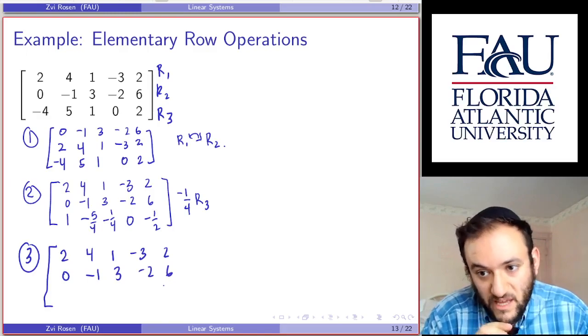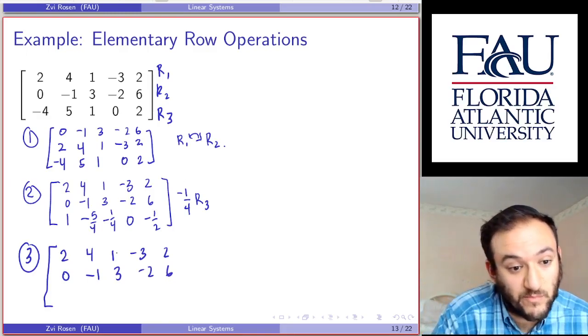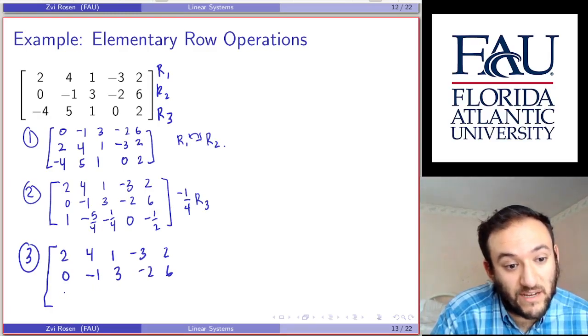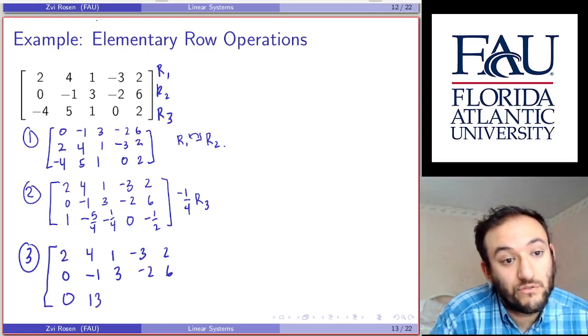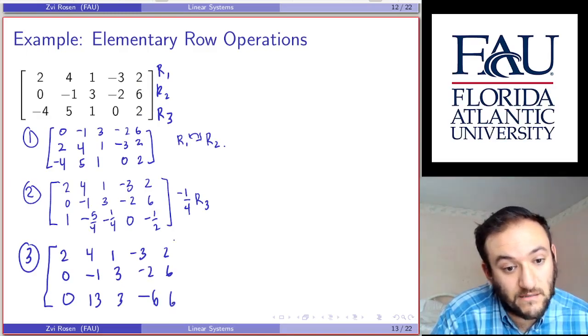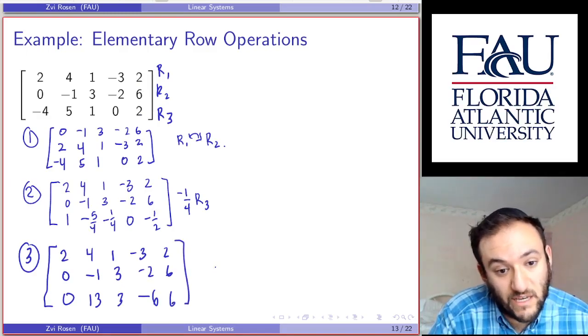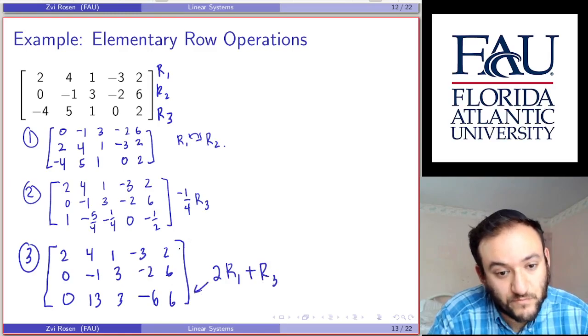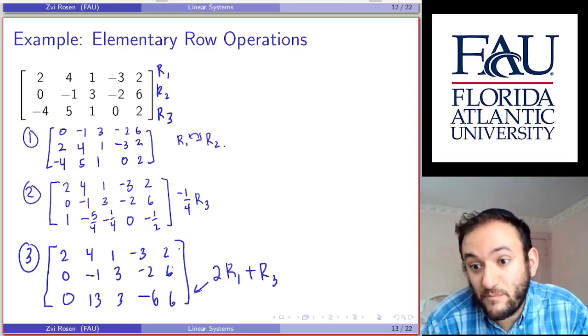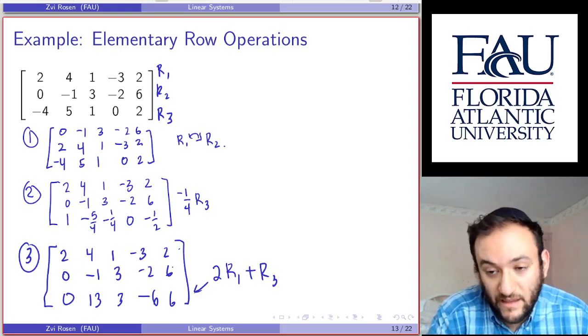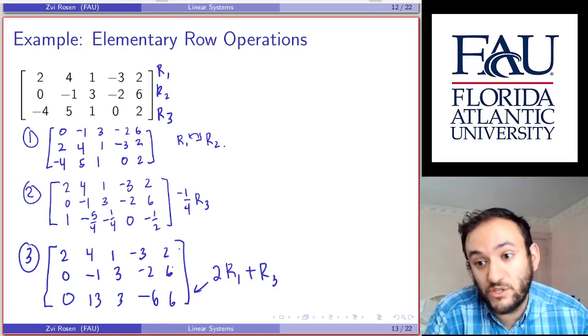And now we're multiplying the entries of the first row by 2 and adding them to the corresponding entries in the third row. So we have 2 times 2 minus 4 is 0. 2 times 4 plus 5 is 13. 2 times 1 plus 1 is 3. 2 times minus 3 plus 0 is minus 6. 2 times 2 plus 2 is 6. Okay, and so this is what you would get if you take twice row 1 plus row 3, and you put it here. So these are examples of carrying out each of these row operations. And these are legal moves that don't change the set of solutions that would come out of the augmented matrix.